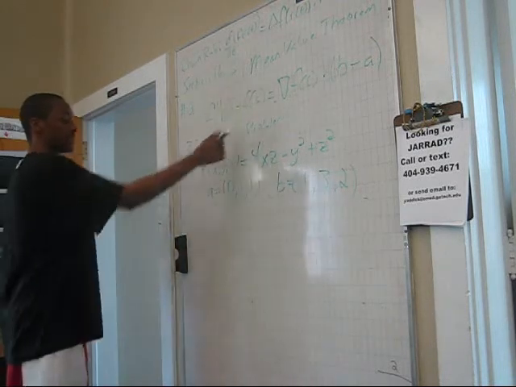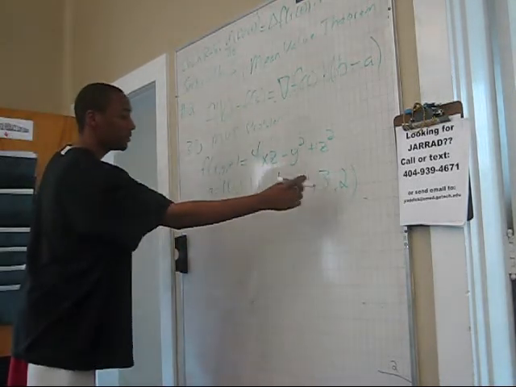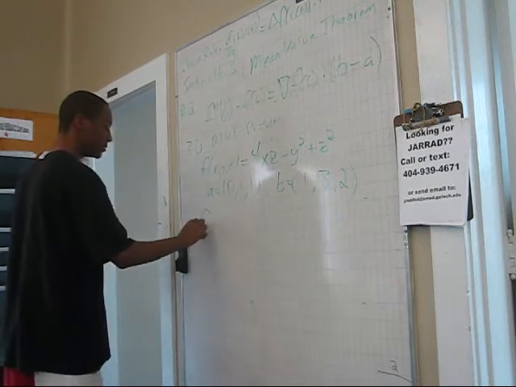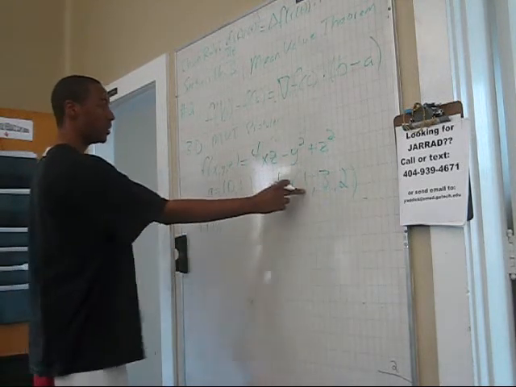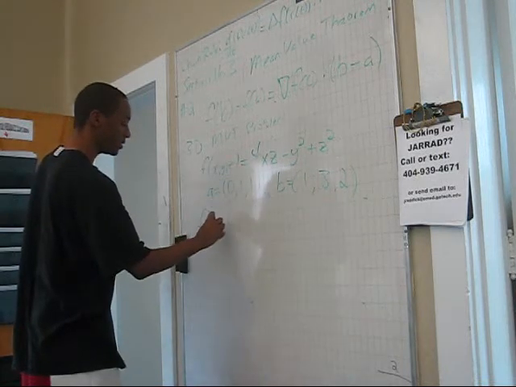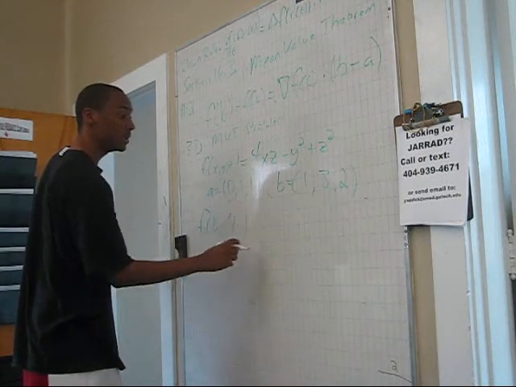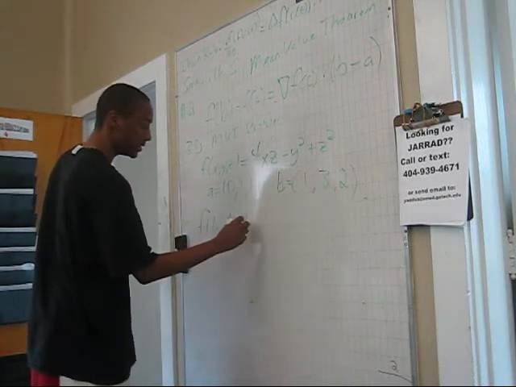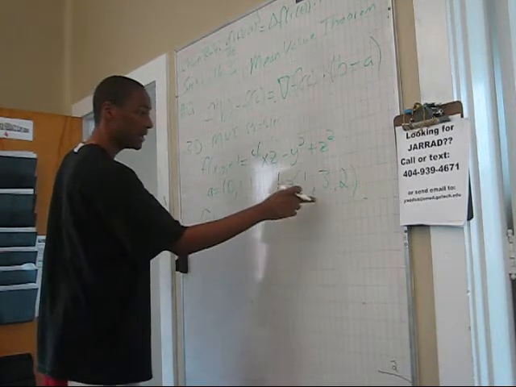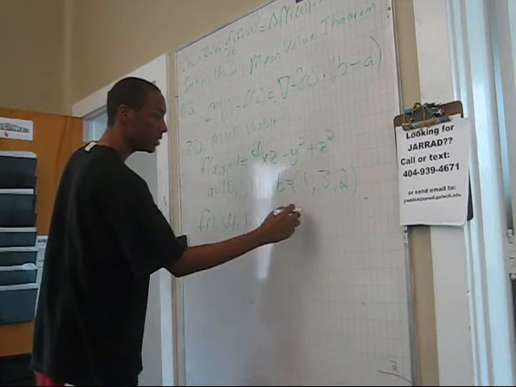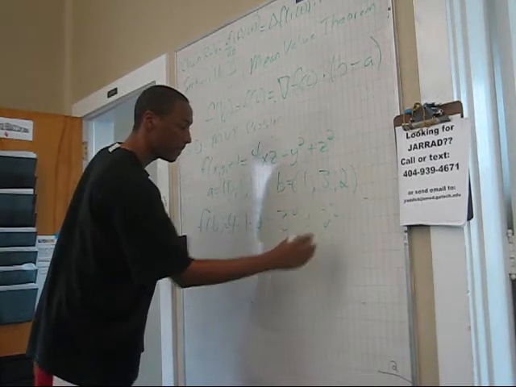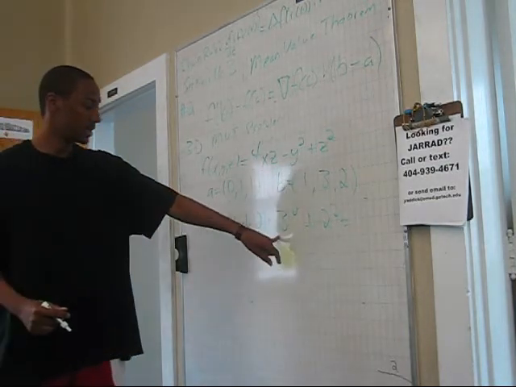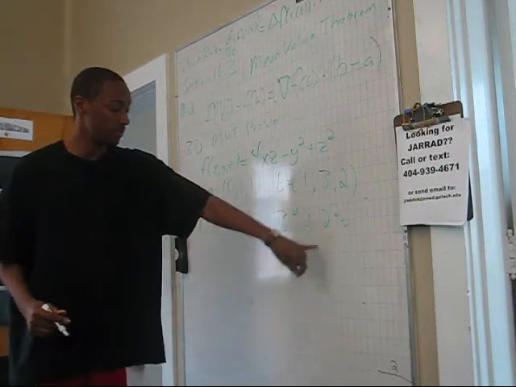So f of b minus f of a, you plug in 1, 2, 3, 4, your x, y, and z points. So f of b equals 1 wherever an x is, that's 4 times 1. There's a z right here, so you put a 2 right there. 2 minus y squared, 3 squared, plus 2 squared. This equals 8 minus 9, that's negative 1, plus 4 is 3.